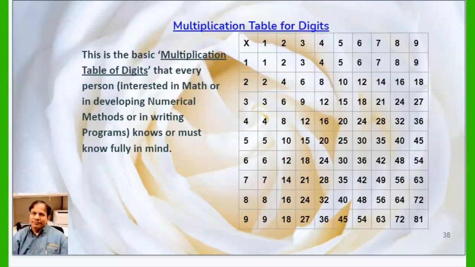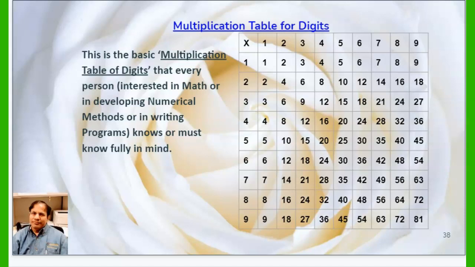Before we go to the multiplications, one must note that the multiplication tables of digits must be memorized in order for successful multiplication of integers. This is the basic multiplication table of digits. We simply call it the multiplication table, and every person interested in math and developing numerical methods must know this fully in mind. We need to memorize only up to table 9 for all the digits.